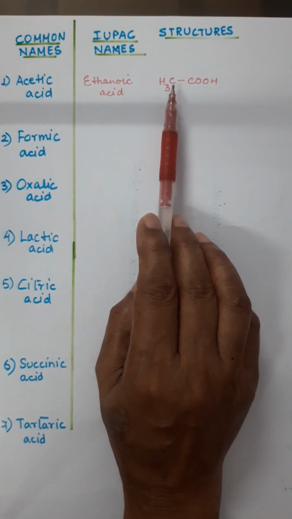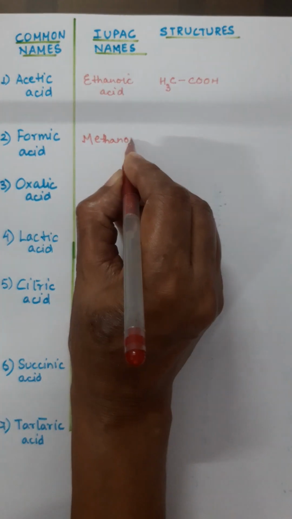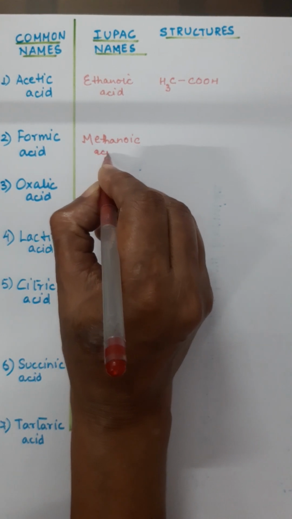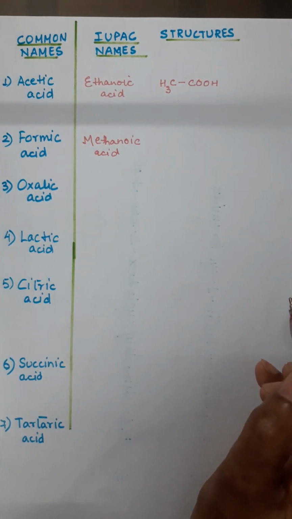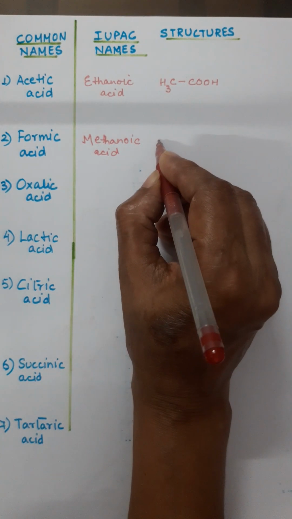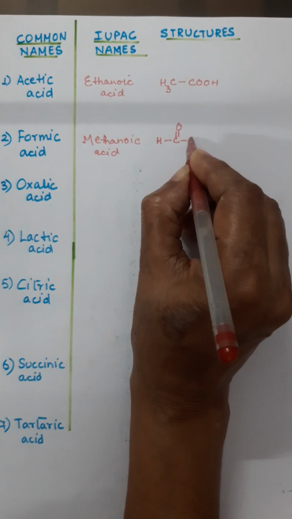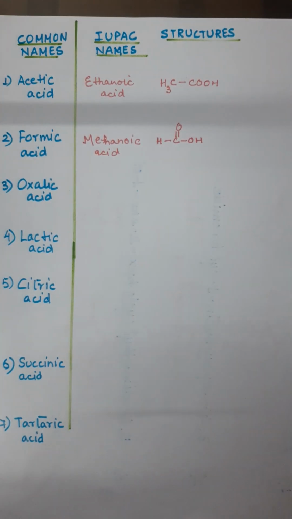Okay, so the next one is formic acid. What is it called? It is also called methanoic acid. Methanoic acid. So obviously there cannot be anything else except a COOH. So this is HCOOH. Okay, then moving to the third one, that is oxalic acid.